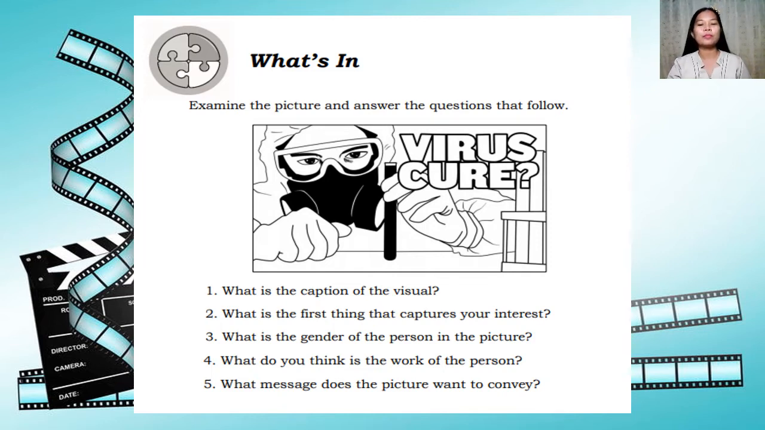Okay. Number 2. What is the first thing that captures your interest? Looking at the picture, what caught your attention first? Number 3. What is the gender of the person in the picture? Number 4. What do you think is the work of the person? And number 5. What message does the picture want to convey?